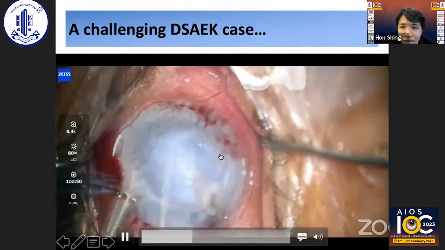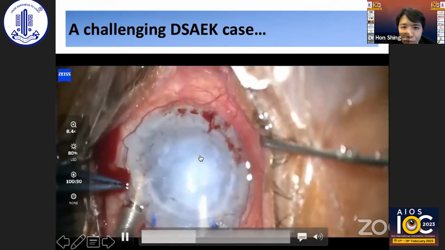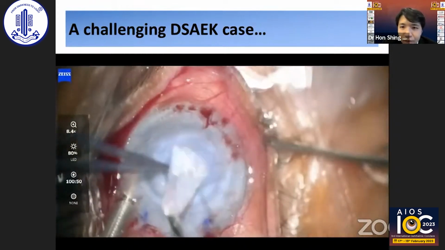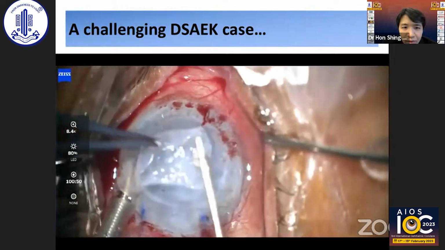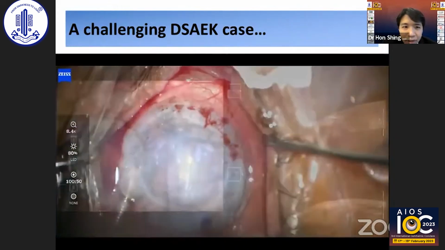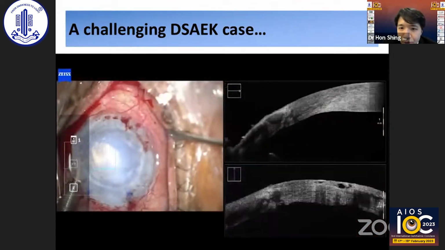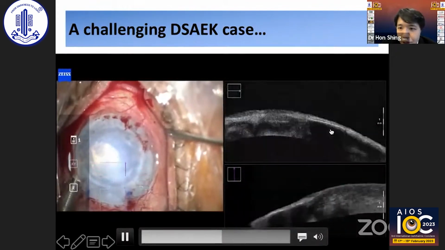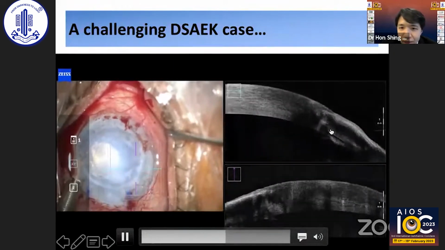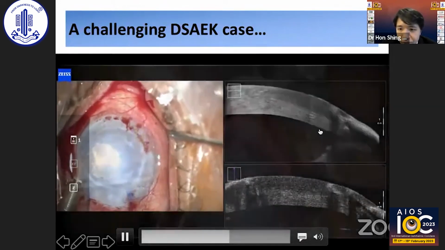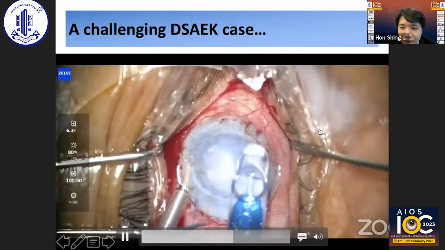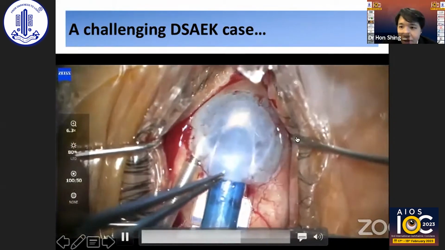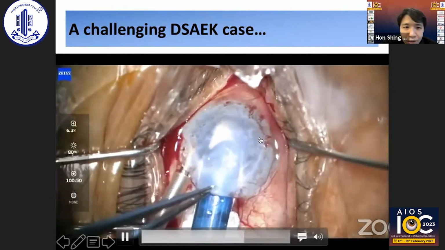So I'm using a reverse Sinskey hook and also a forceps to remove her old DSEK graft under her original PK, and this is a 23 gauge forceps to explant the graft. So this is her old DSEK graft that you saw on the RTVue image preoperatively. So from the OCT images, I'm able to assess the posterior graft host junction, which is helpful in sizing of the DSEK graft. And also I can see that there's not much PAS, which need to be released before graft insertion, which is difficult to visualize because of extremely swollen cornea.